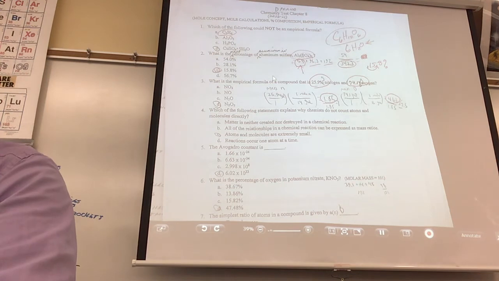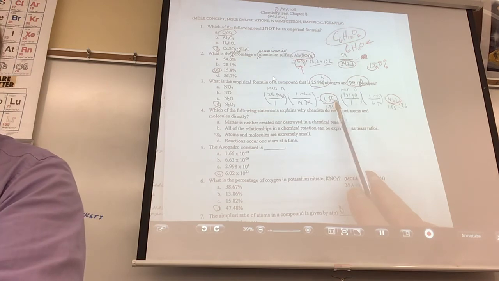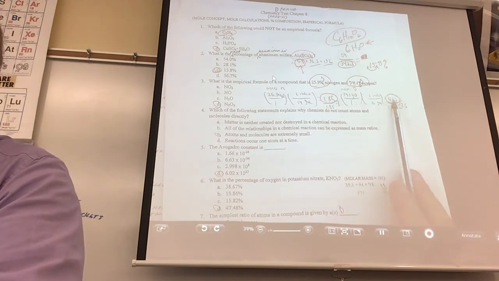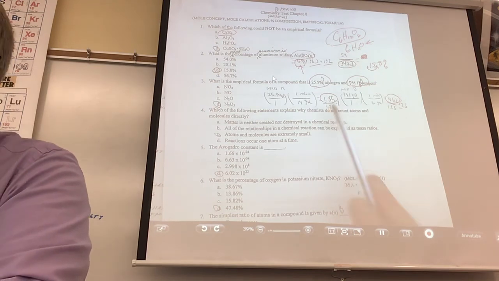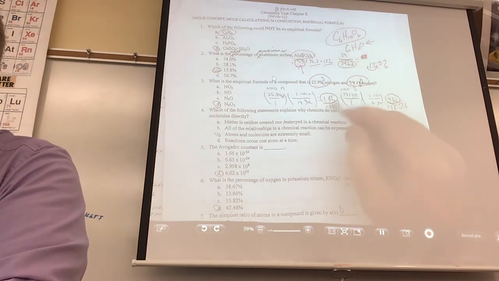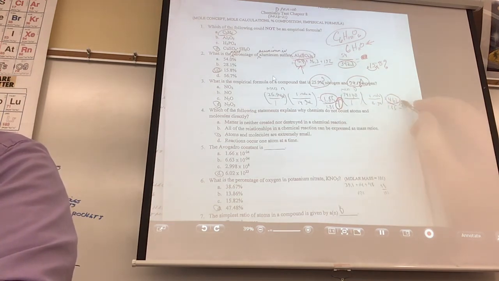You divide by, don't say molar mass. Divide by, you guys are certified. Just kidding. You are certified. But when you had to be certified, you had to divide by the smaller of the two. Which one's smaller? 1.85, right? Now what's 1.85 divided by 1.85? 1. And what's 4.63 divided by 1.85?